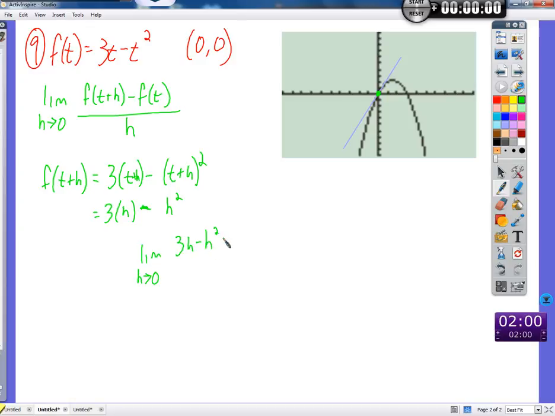3h minus h squared, minus f of t. What's t again? Zero. And what's f of zero?